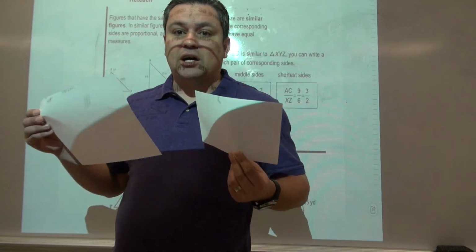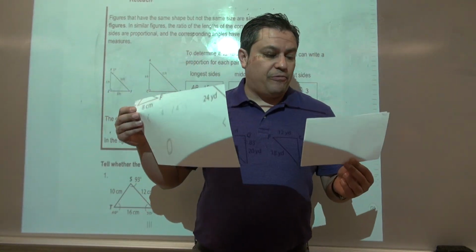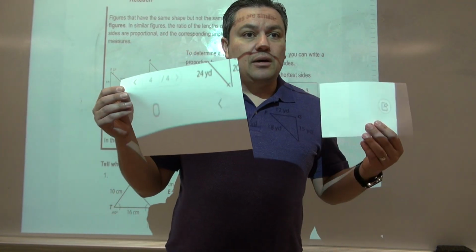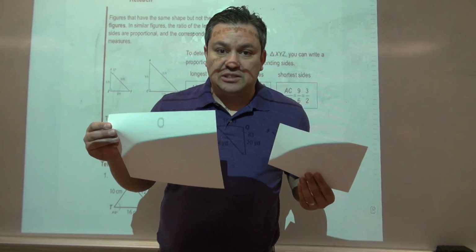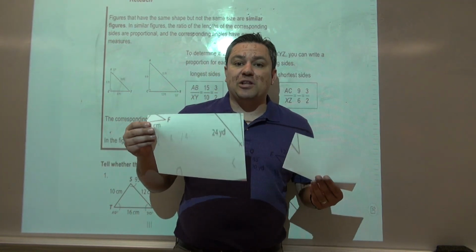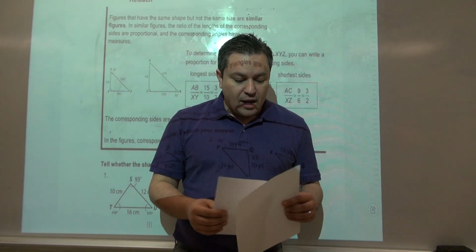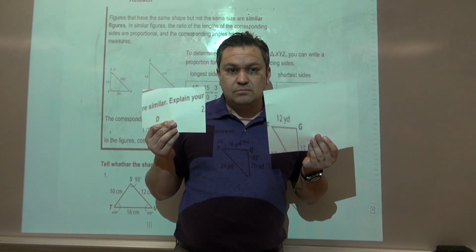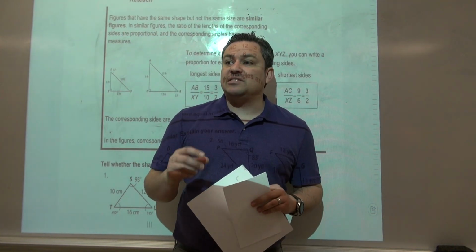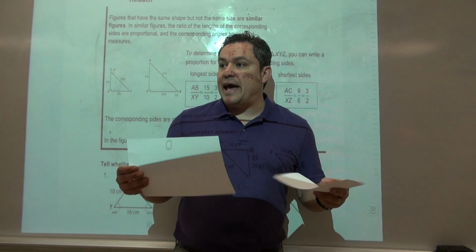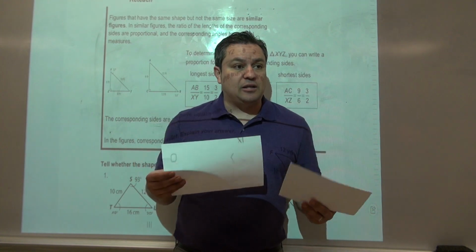So this is what we're talking about, similar shapes. In order for a shape to be similar, they have to be the same shape, but they don't necessarily have to be the same size. They can be the same shape but different size. There are two things that have to happen. They have to be the same shape, and they have to have the same angles. If the numbers are the same, but the angles are different, then they're not going to be similar.